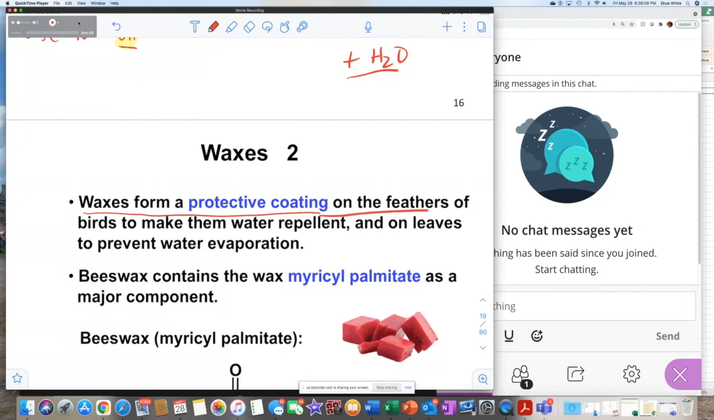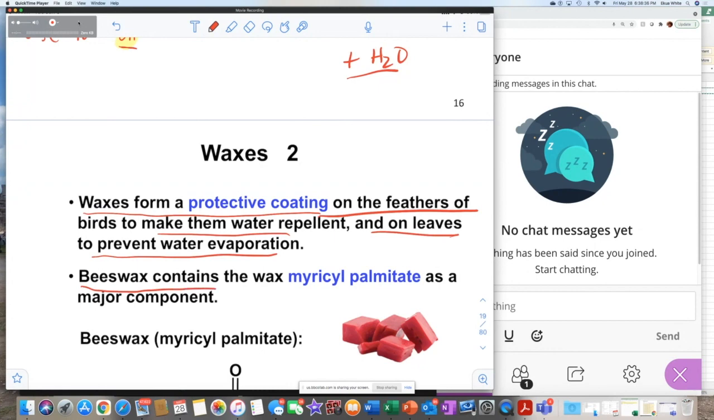Protective coatings were used naturally on feathers. Birds naturally have this. If you notice, ducks are in water and they come out and they look dry, right? They have that dry look, even though they just came from water. So feathers tend to have these waxes to protect them from water and from moisture. And of course, leaves. If you look at a leaf, most leaves are very waxy to prevent them from completely dehydrating in the sun, right?